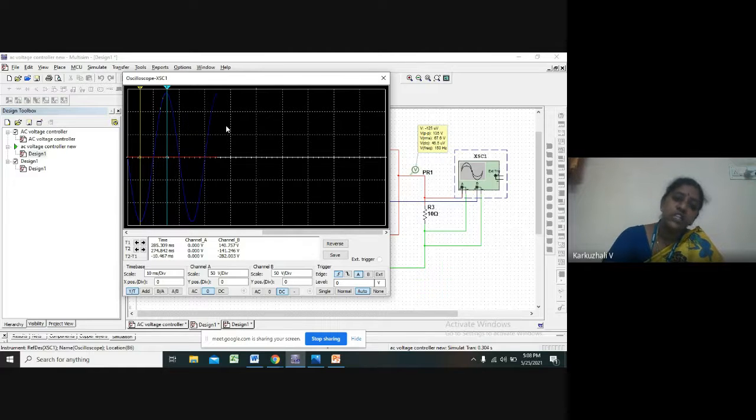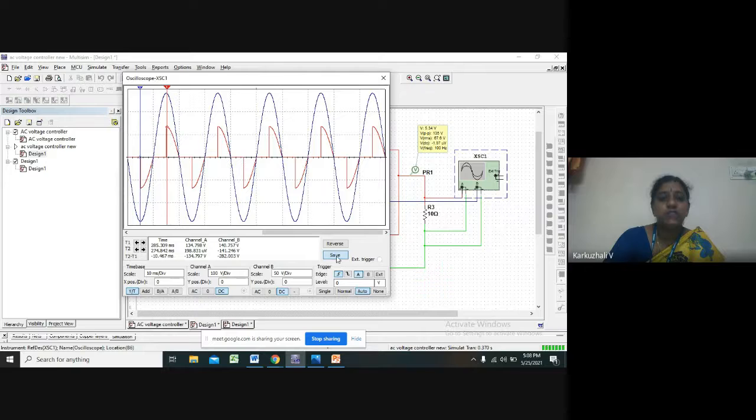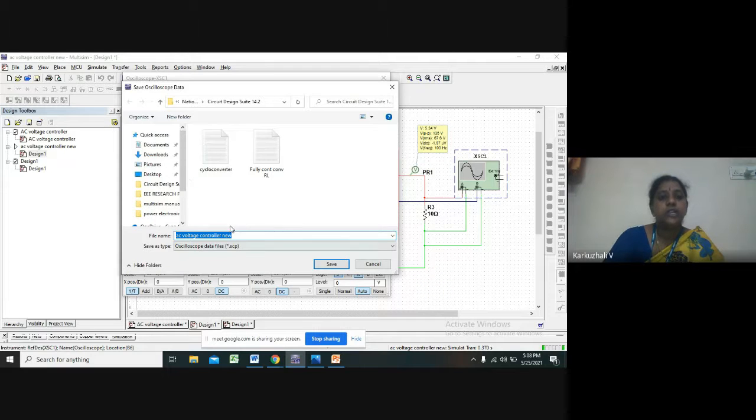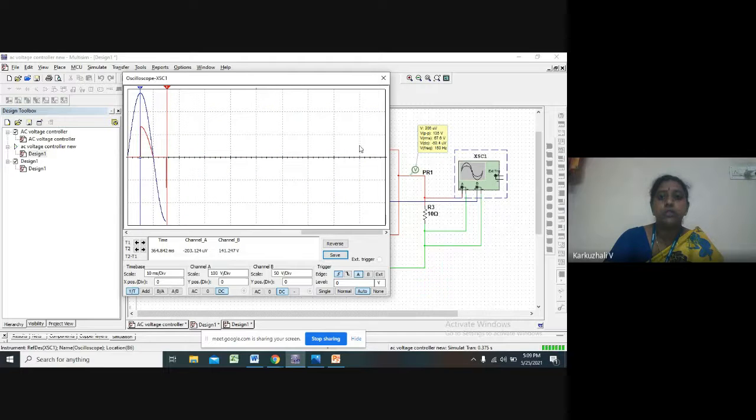Now you take a screenshot of this waveform so that both the waveforms are easily captured, or you can even differentiate it like this. Keep one with 100 volts and the other one as 50 volt, so that you can easily differentiate the waveforms. Okay, take a screenshot of this or reverse it, or you can even save this option. You can save it as an AC voltage controller new waveform, and the waveform is being saved. I can even give it as save waveform, so the entire image will be saved.